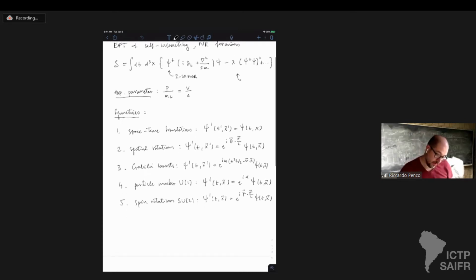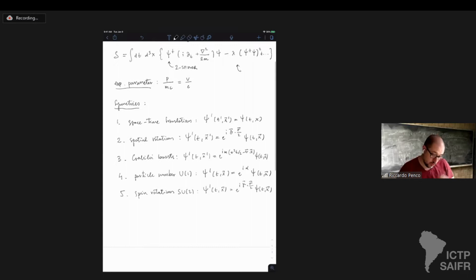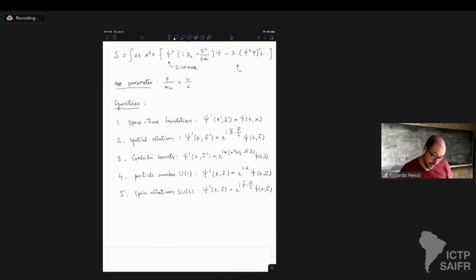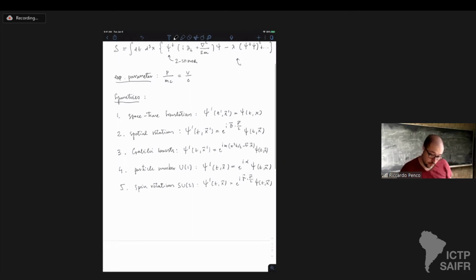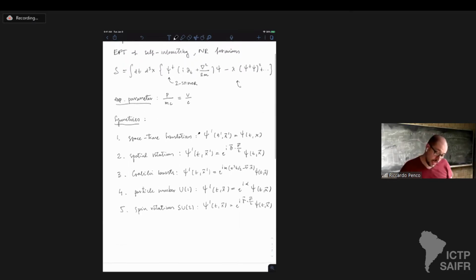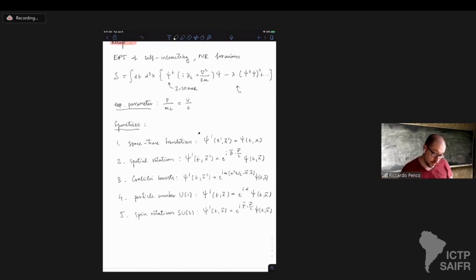And the rephasing was crucial because we're working now in a kinematic regime where our particles are non-relativistic. When you take into account how that phase transforms, it transforms in such a way that under a Galilei boost, the field gets rephased in this form. And then, of course, we have particle number and spin rotations.